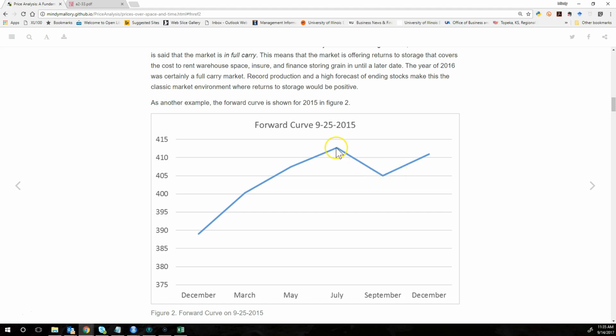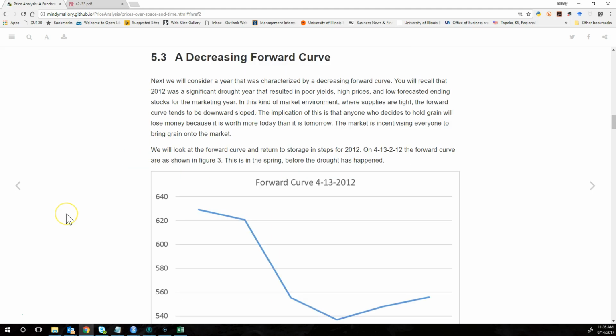And if you try to keep your bushels in storage when everyone else is bringing new grain in to store from the next crop year, you're going to be penalized for that in the market in terms of a negative return to storage. Okay, let's talk about the opposite of an increasing forward curve, and that's a decreasing forward curve.